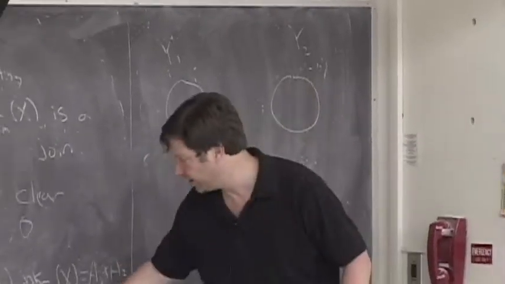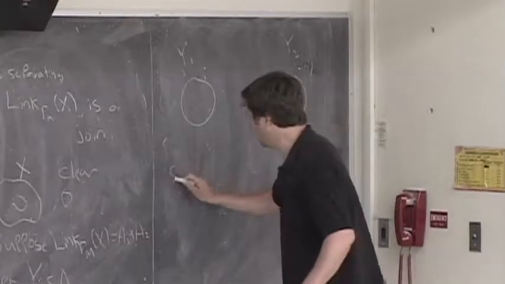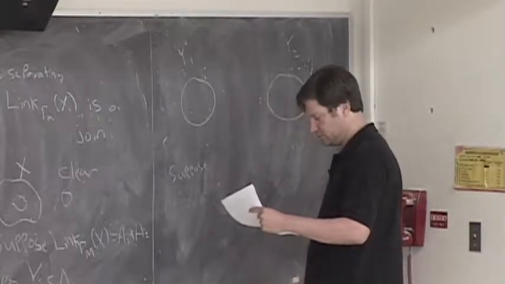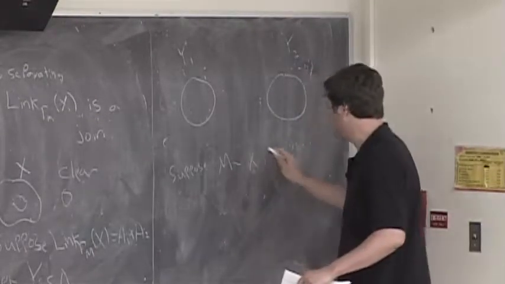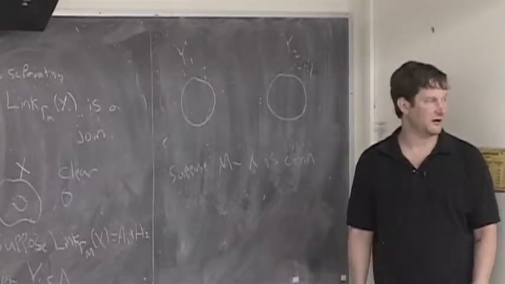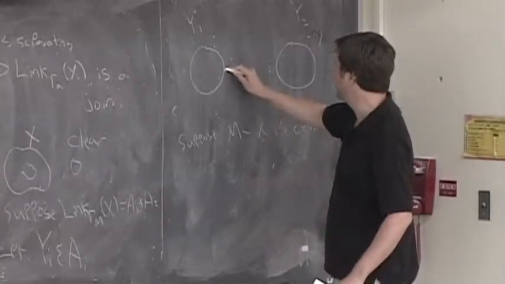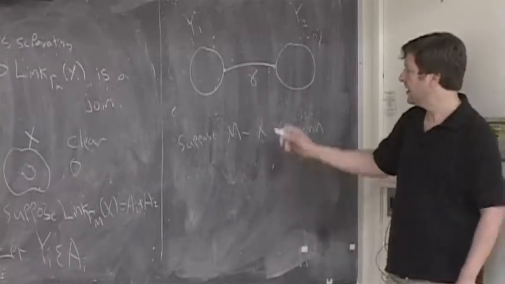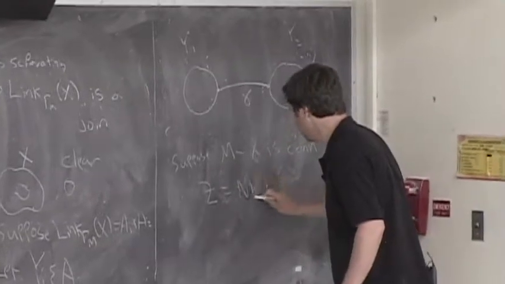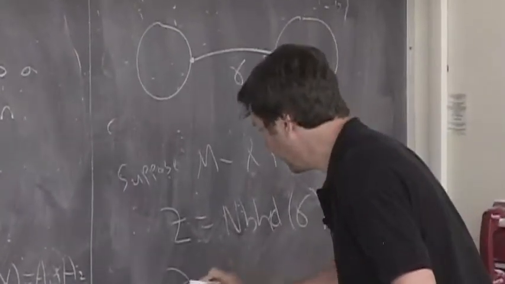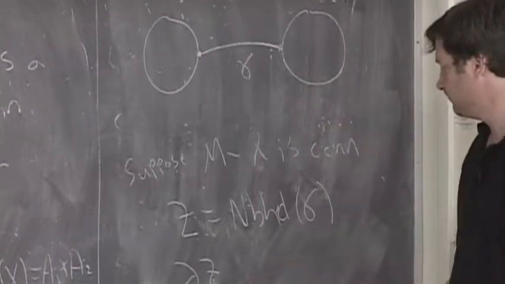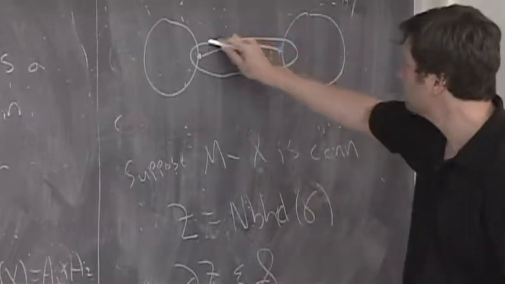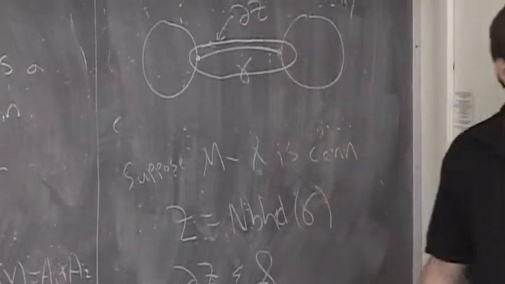Well, the link is a join. I take one thing from each. Suppose M minus X is connected. So you're not separating. Well, then there exists a path gamma from Y1 to Y2. And then you could let Z be the neighborhood of gamma, and the boundary of Z will be a sphere. So let me draw it. This is the boundary of the tubular neighborhood of gamma.